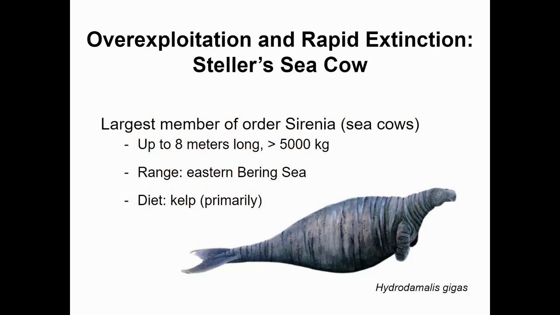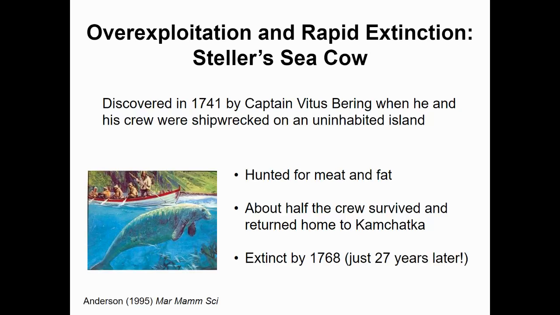One example, this one's kind of cool, was a certain type of sea cow. This looks similar to a manatee, but this was one in the eastern Bering Sea that ate kelp, so a saltwater sea cow. And this was the largest member. They can become 8 meters long, ladies and gentlemen. That's like 25 feet or more long. And very, very heavy, big, slow moving mammals.